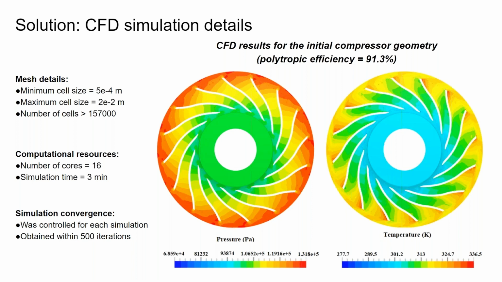And here we can see CFD results for the initial compressor geometry, the fields of pressure and temperatures from SimScale. And the initial polytropic efficiency was 91.3%. So let's take a look at the optimization workflow that was prepared in pSeven Enterprise.